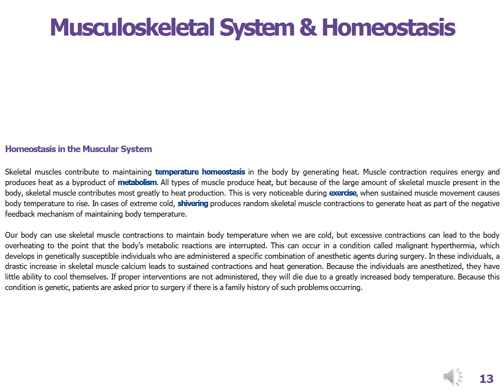This can occur in a condition called malignant hyperthermia, which develops in genetically susceptible individuals who are administered a specific combination of anesthetic agents during surgery. In these individuals, a drastic increase in skeletal muscle calcium leads to sustained contractions and heat generation. Because the individuals are anesthetized, they have little ability to cool themselves. If proper interventions are not administered, they will die due to a greatly increased body temperature. Because this condition is genetic, patients are asked prior to surgery if there is a family history of such problems occurring.